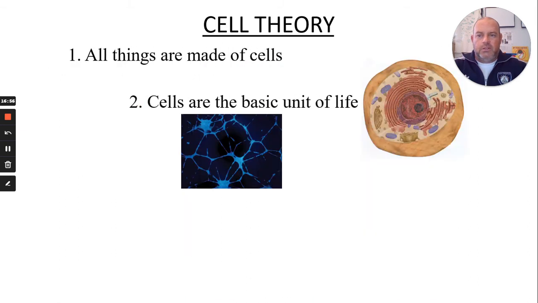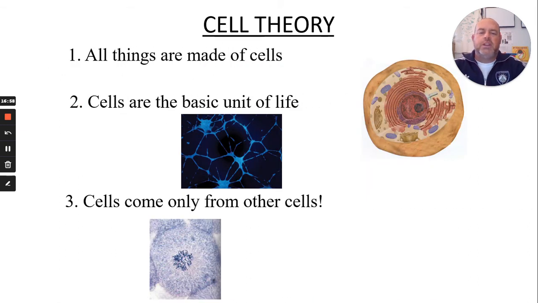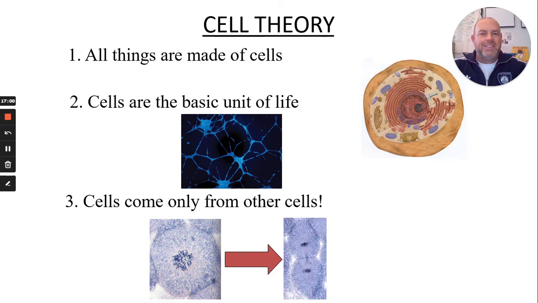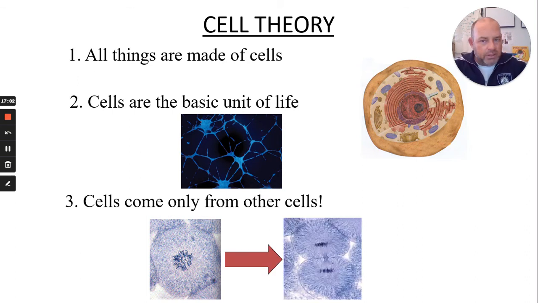So we get to the cell theory. You guys have probably seen this before, some basic tenets about cells. All things are made of cells. All living things are made of cells. Cells are the basic unit of life, and cells come only from other cells, right?